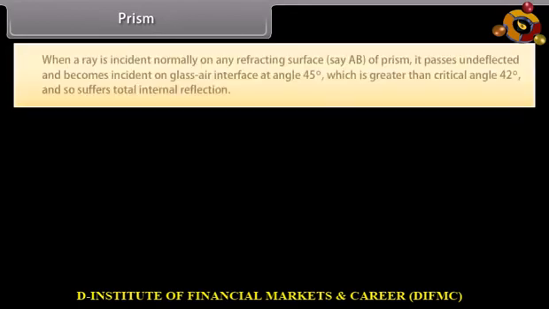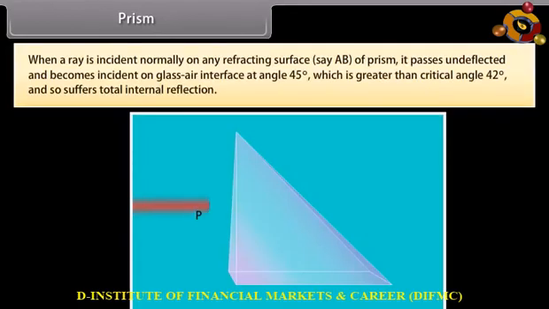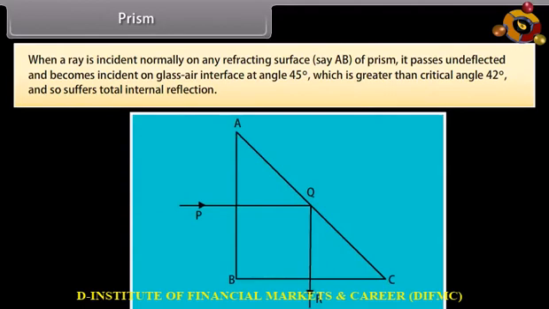Prism. When a ray is incident normally on any refracting surface of a prism, it passes undeflected and becomes incident on the glass-air interface at an angle of 45 degrees, which is greater than the critical angle of 42 degrees, and so suffers total internal reflection. A total reflecting prism may be used to deviate the rays through 90 degrees, to deviate the rays through 180 degrees, and to erect the inverted image without any deviation.